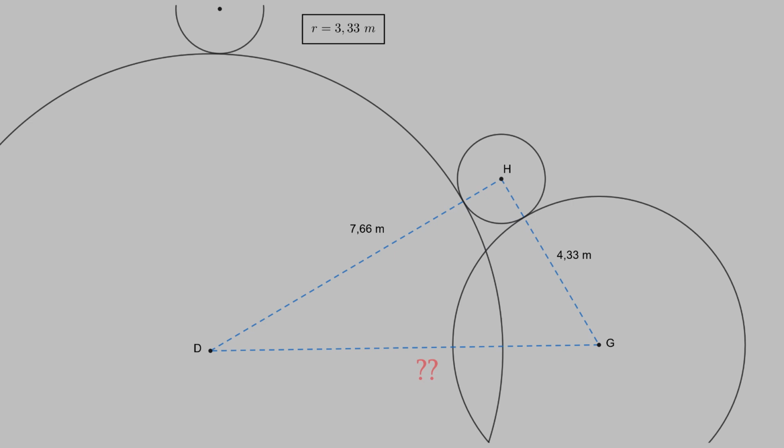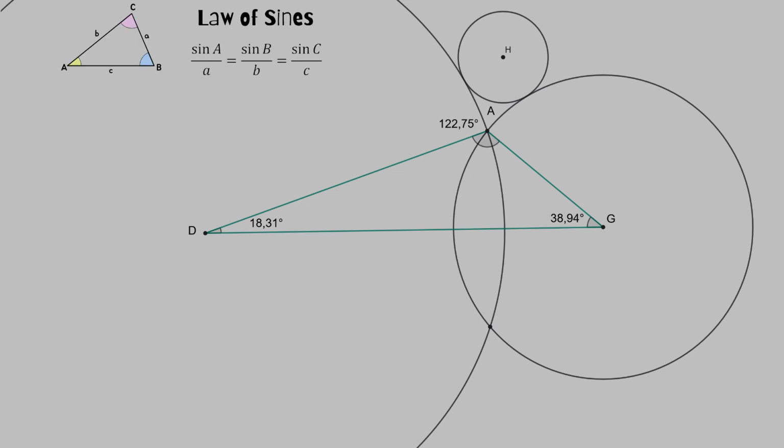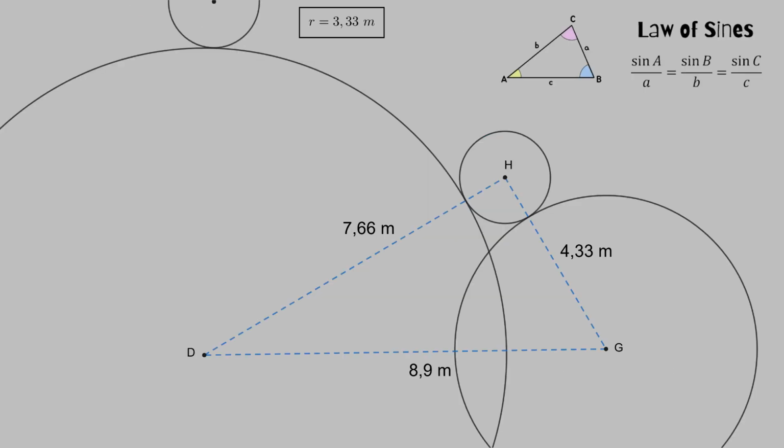But what is DG? Since the static circles overlap, we can't just add up the radiuses, so we're going to have to find DG. Let's turn our attention back to the triangle ADG. Since the sum of all three angles of a triangle is 180 degrees, this angle here is 122.75 degrees. Using the law of sines, we have AG over sine of 18.31 degrees equals DG over sine of 122.75 degrees, which is DG equals 3.33 times 0.841 all over 0.314, which is 8.9 meters. So now we have all three sides of this triangle here.